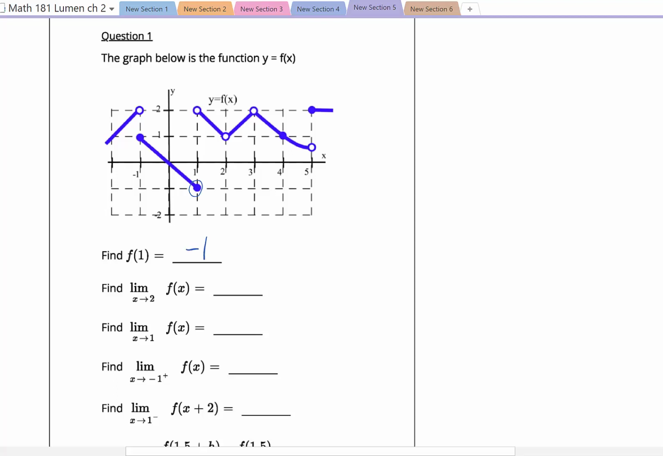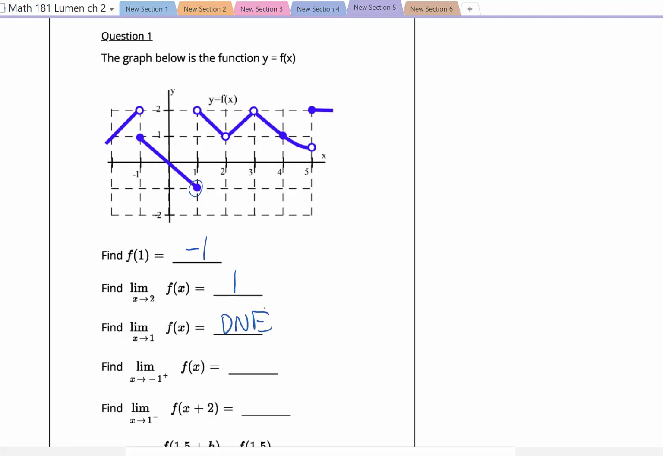What is the limit as x approaches 2 of f of x? So here's 2. From one direction, it's approaching 1, and from the other direction, it's approaching 1. Since both directions are approaching 1, the limit is 1. What's the limit as x approaches 1 of f of x? So here's 1. From the right side, it's approaching 2. From the left side, it's approaching -1. Since it's approaching different values, that limit does not exist because it's asking for the overall limit. So we'd say it does not exist.